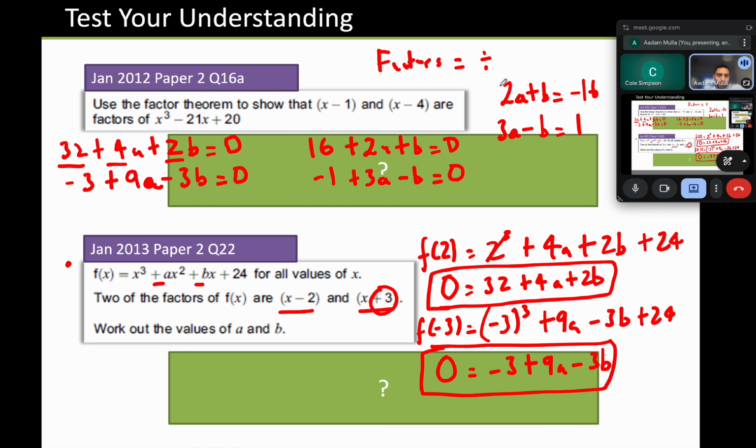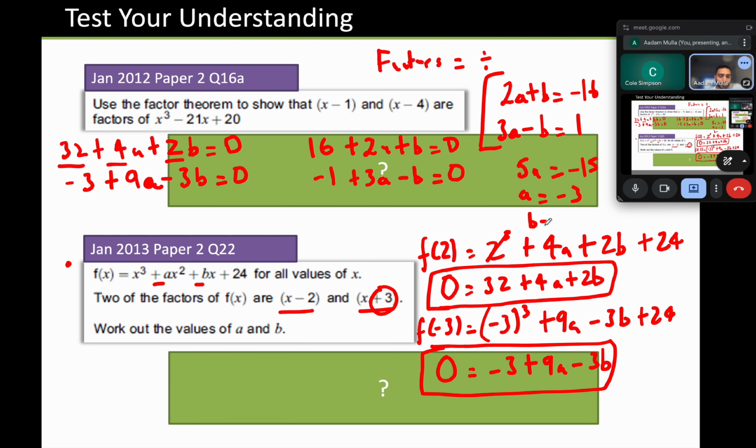And then what would I do with these two equations? Take them away from each other. Not take them away, because b take away negative b would give me 2b. Add them. Yeah, I'm going to add them. So 5a is equal to negative 15. A would be equal to negative 3. And then we can find out what b is. So negative 6. B is going to be negative 10.